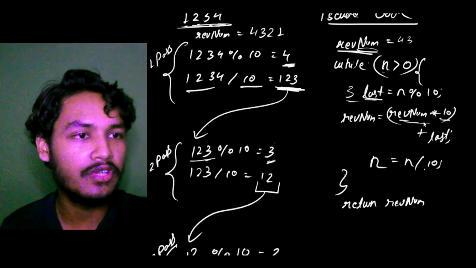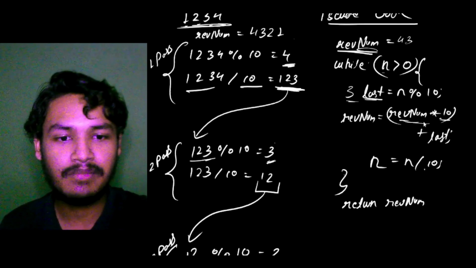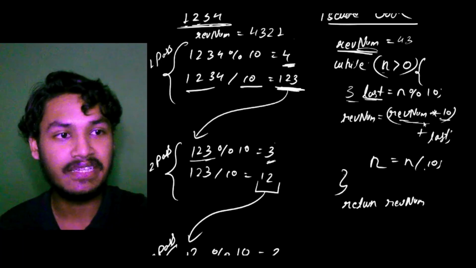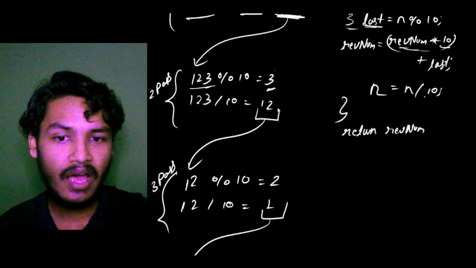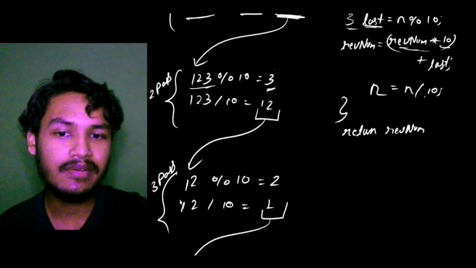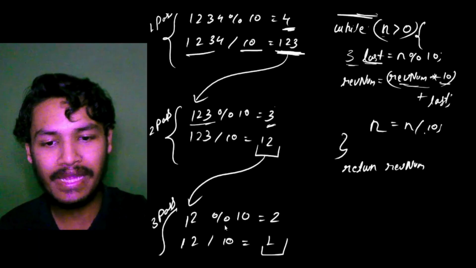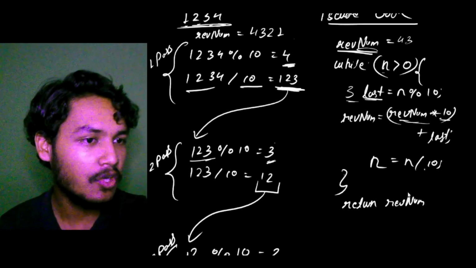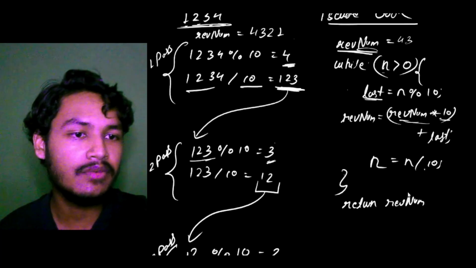All right, so 43. And then we are dividing this number by 10, we are getting 12, and then our second pass is completed. Now we are passing this number to the next iteration. You can see that 12 is still greater than 0, so we are again taking the modulus of the number with 10. We will get 2.